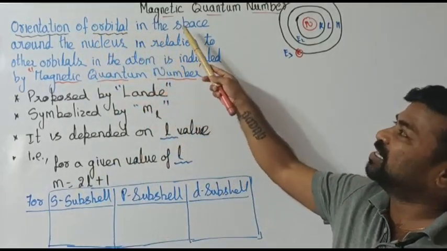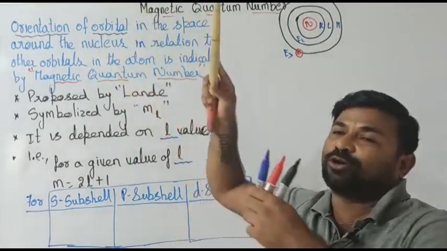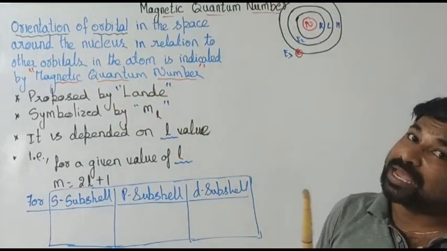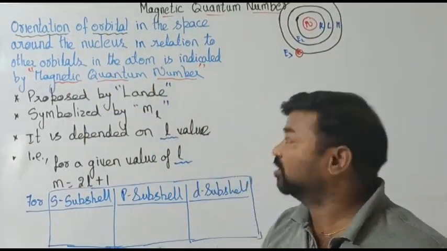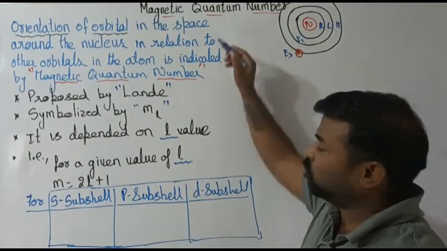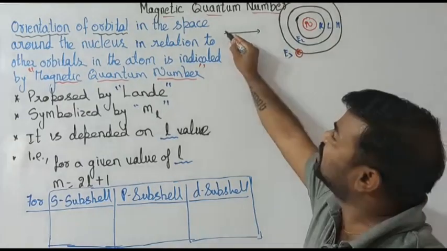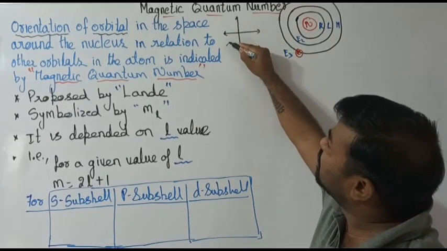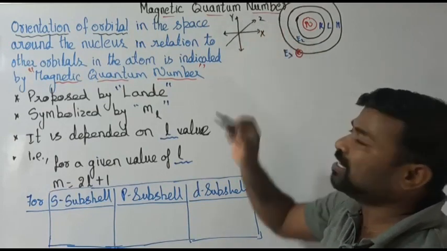The orientation of the orbital in the space around the nucleus, in relation to the other orbitals in an atom, is indicated by the magnetic quantum number. I repeat, orientation. What's the meaning of orientation? Let me explain. Suppose this is the x-axis, this is the y-axis, and this is the z-axis.